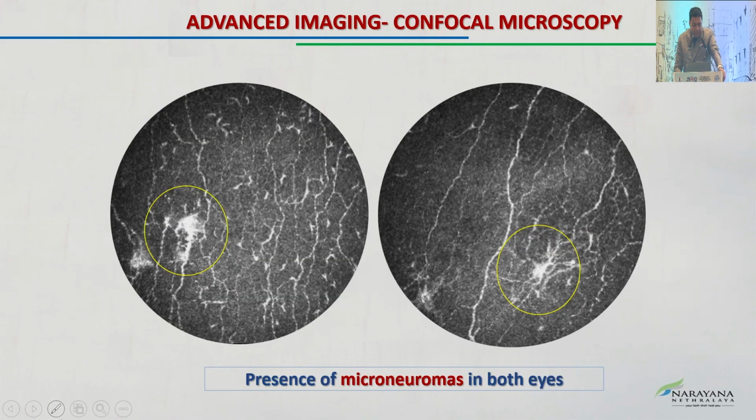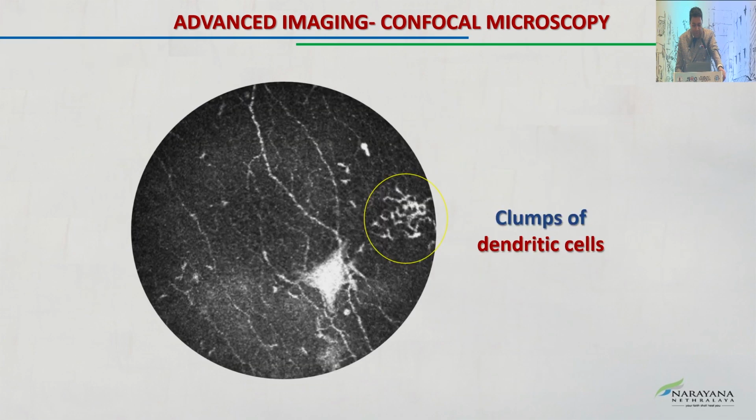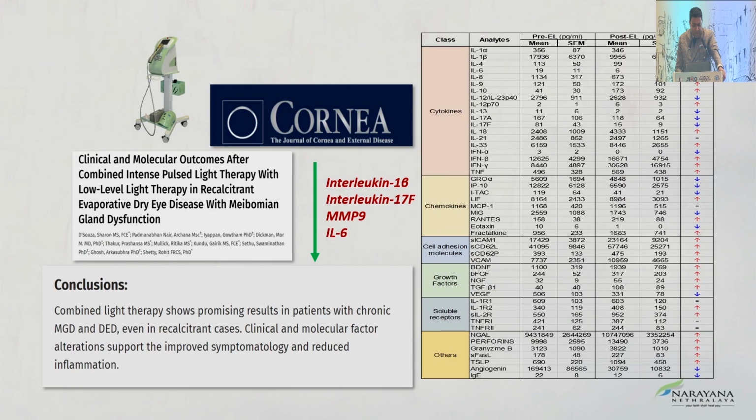So what we did was, in this patient, and this again we published, microneuromas have a very high level of, somehow they are linked with the IL-17 response. In the past we had published this work where we used the intense pulsed light, or IPL, therapies. This was a highlight at that point of time.